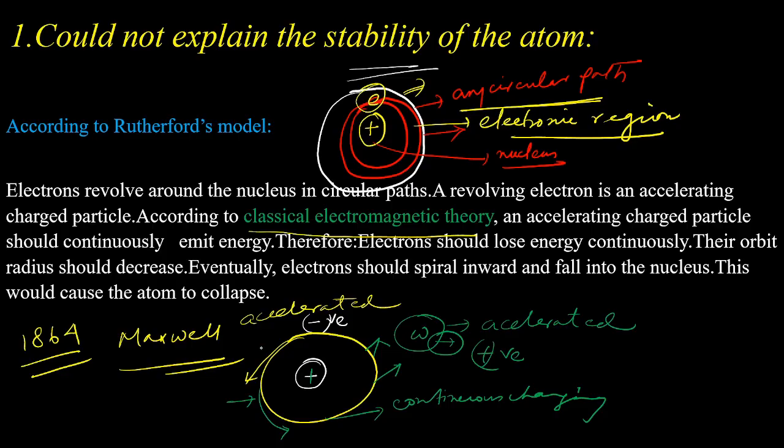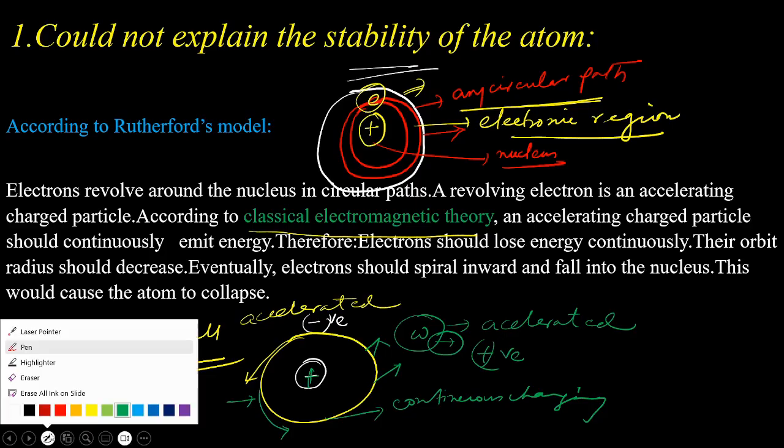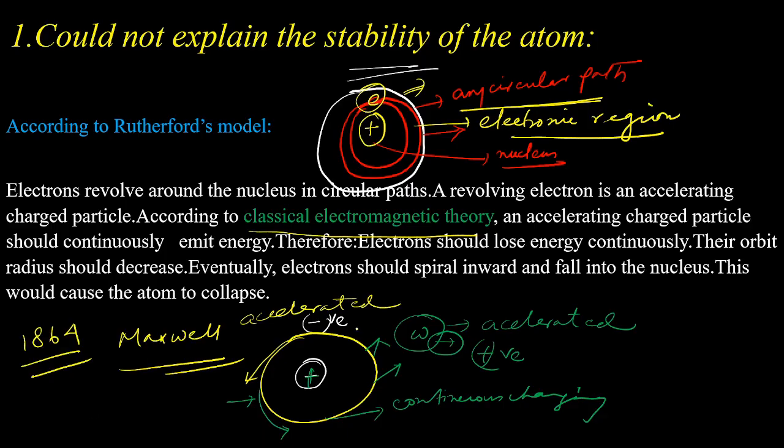So Maxwell said that whenever a charged particle is rotating around any charged particle, then that charged particle will be accelerated. And if it is accelerated, then that rotating charged particle will release energy. It will release electromagnetic energy, right? So the released energy will be electromagnetic.